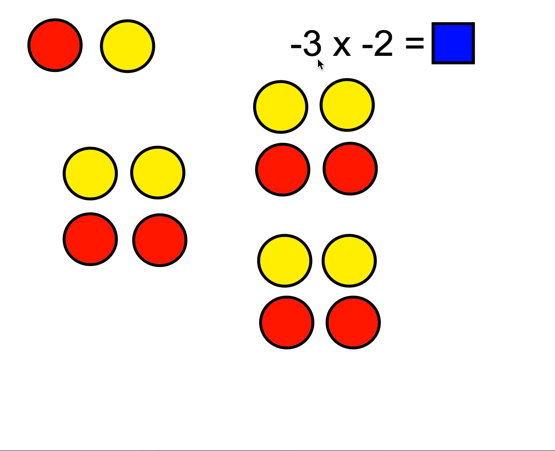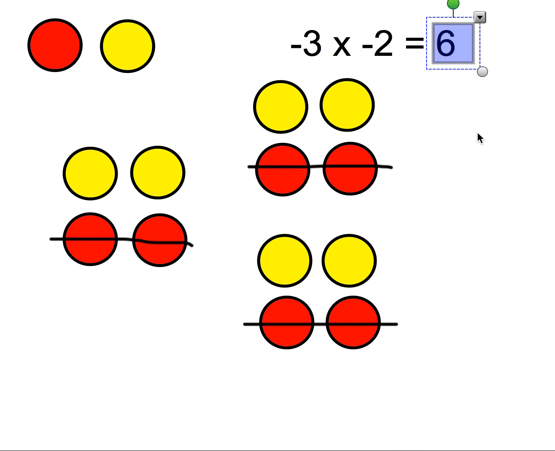This time I'm trying to remove 3 groups of negative 2. So I want to remove pairs of negative 2. So there's 1 pair, 2 pairs, 3 pairs. And this time that leaves me with 1, 2, 3, 4, 5, 6 yellow counters, or positive 6. So negative 3 times negative 2 is equal to positive 6.